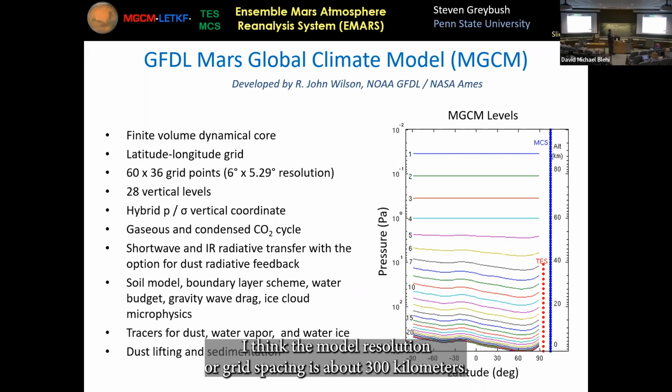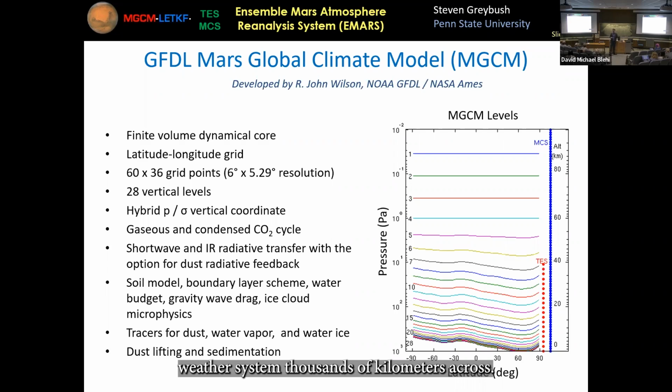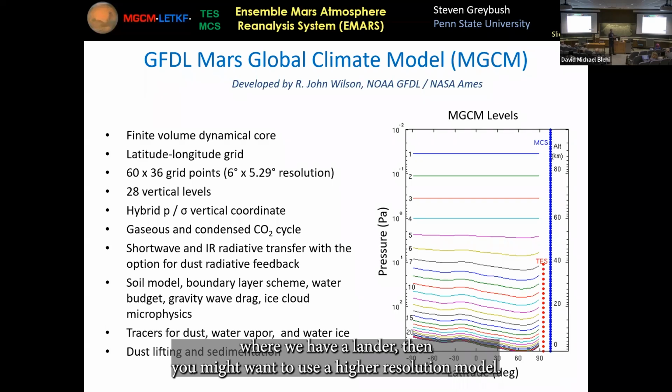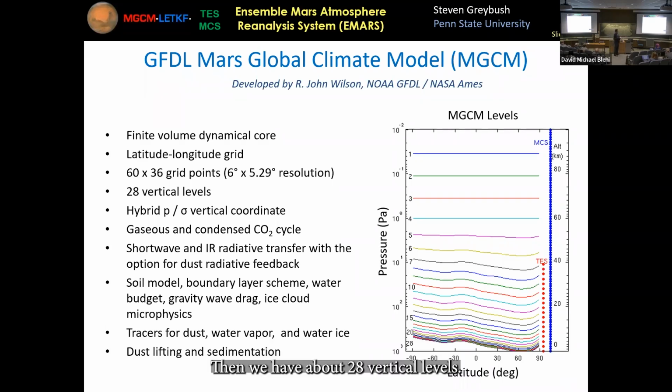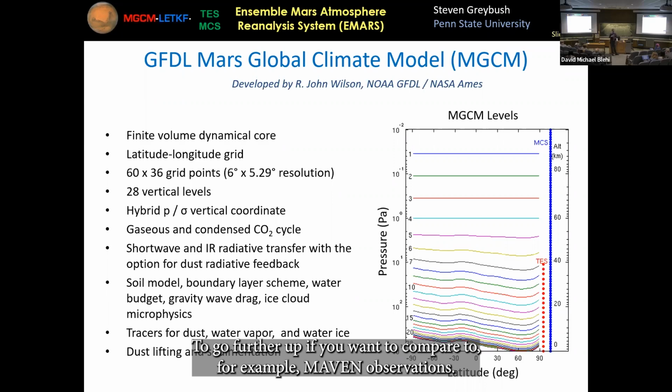The model resolution, or grid spacing, is about 300 kilometers. So we're using this model to look at large global scale to synoptic scale weather systems, thousands of kilometers across. If we wanted to look at the details of something going on in a crater where we have a lander, then you might want to use a higher resolution model. Then we have about 28 vertical levels in the atmosphere, going up to about 100 kilometers in height. For those that study the Martian upper atmosphere, you'd probably want to go further up if you want to compare to, for example, MAVEN observations.